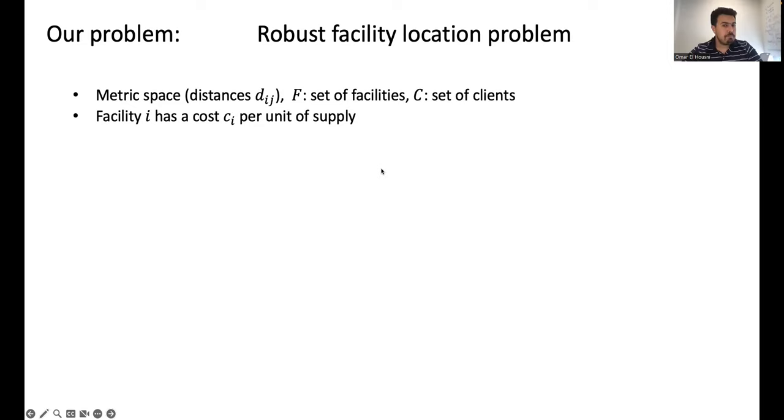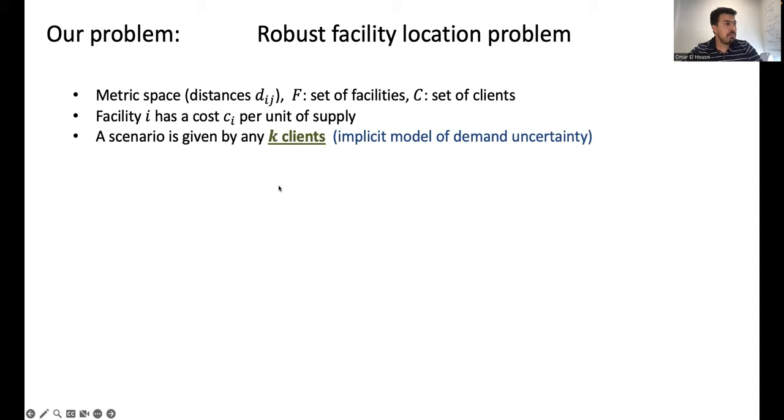And a scenario, as I mentioned, is given by any K clients. So here this is just for illustration. We could also handle other sets, but I'm going to use this implicit model of uncertainty. This is a very popular model in robust optimization. So we have a universe of clients, but there are only k of them that would need to be satisfied.